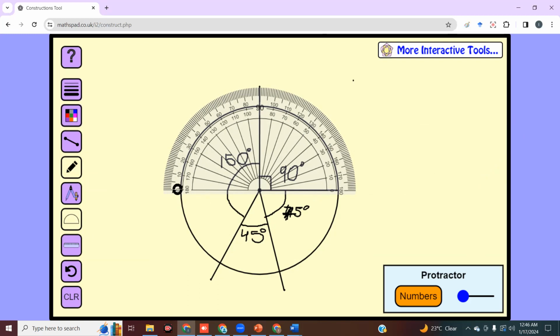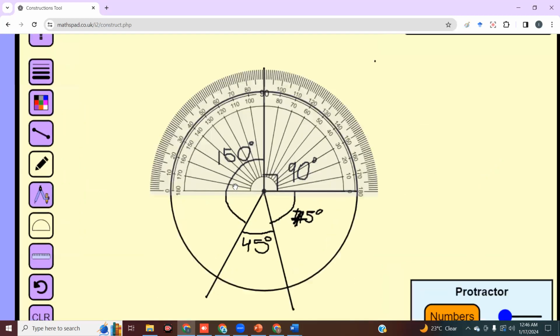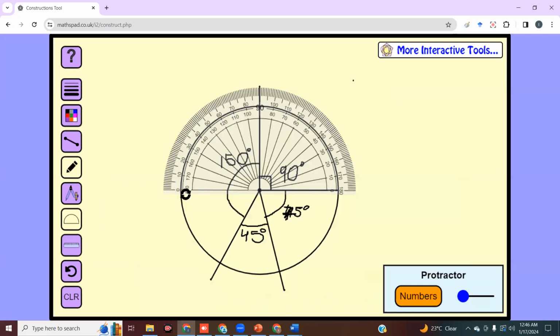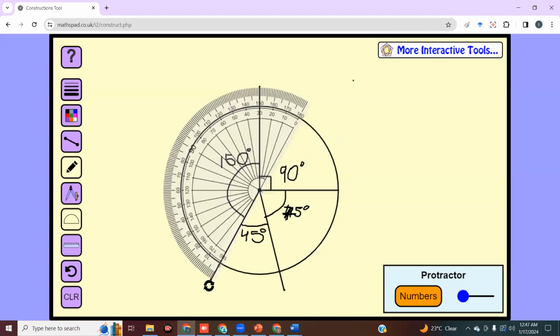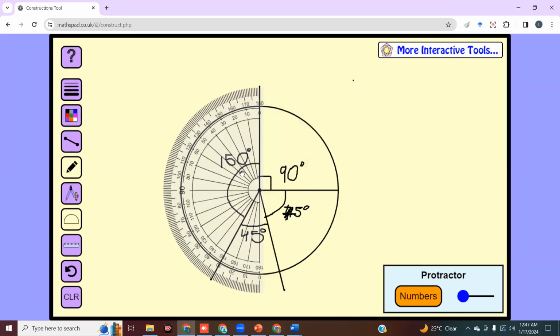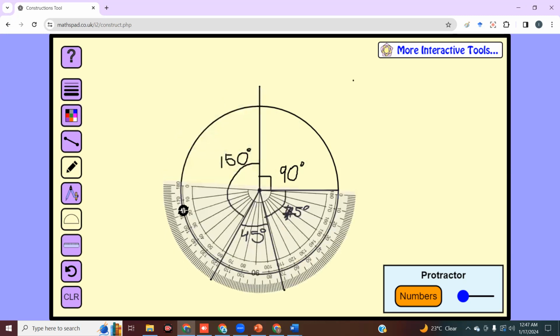The next one we need to measure, as you can see clearly if you look carefully, is 90 degrees. This angle is 90 degrees. If we look again, we want 150. For 150, we can start here. This is 0 all the way to 150. As you can see, that's on 150. And then we want to do 75.